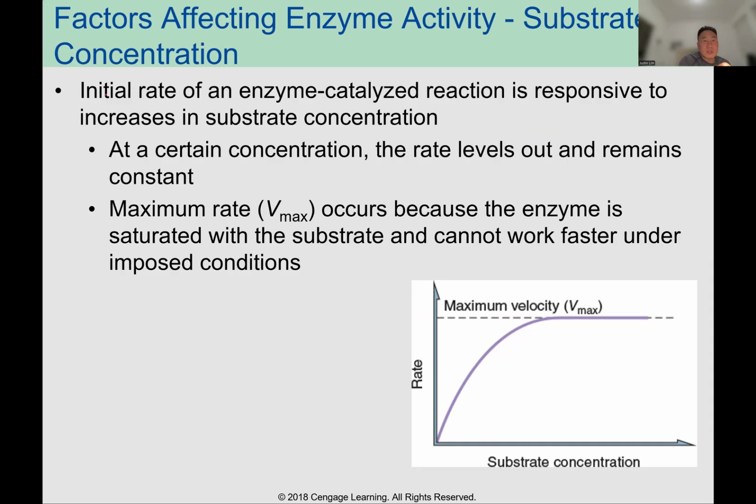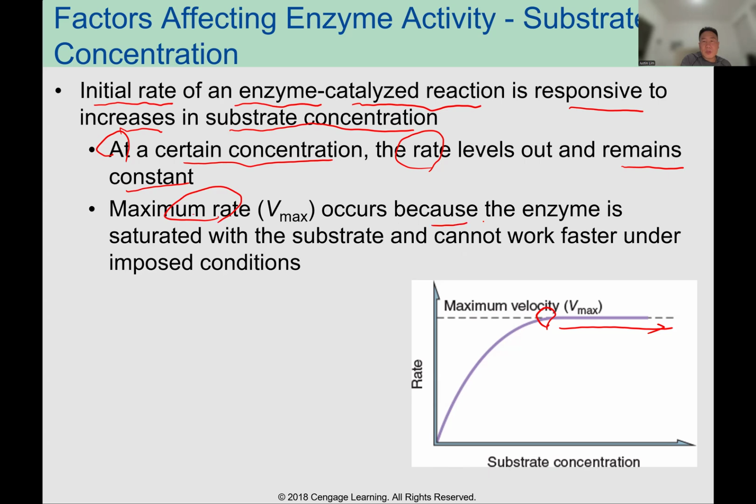Substrate concentration. The initial rate of the enzyme-catalyzed reaction increases with an increase in substrate concentration. At a certain concentration, the rate levels off and remains constant from here. The maximum rate occurs because the enzyme is saturated with substrate, so it cannot work faster under the imposed conditions. So you can see the shape of the graph, this one.